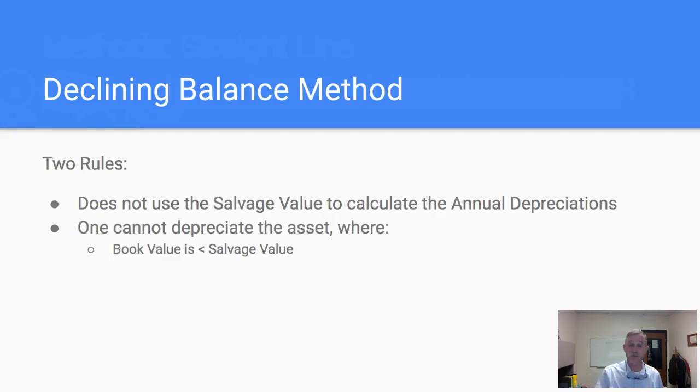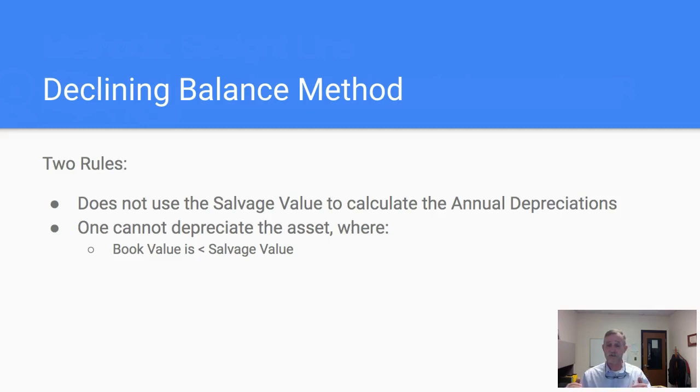Okay, declining balance, a couple of the rules that we have to follow. It does not use the salvage value to calculate the annual depreciation. So within the formula for the actual depreciation, we're not going to use salvage value. We're going to use it in the end, and I'll get to that. The second rule applies to what we were just getting at. One cannot depreciate the asset where the book value, the basis, that is the purchase price minus the accumulated depreciation, is less than the salvage value.